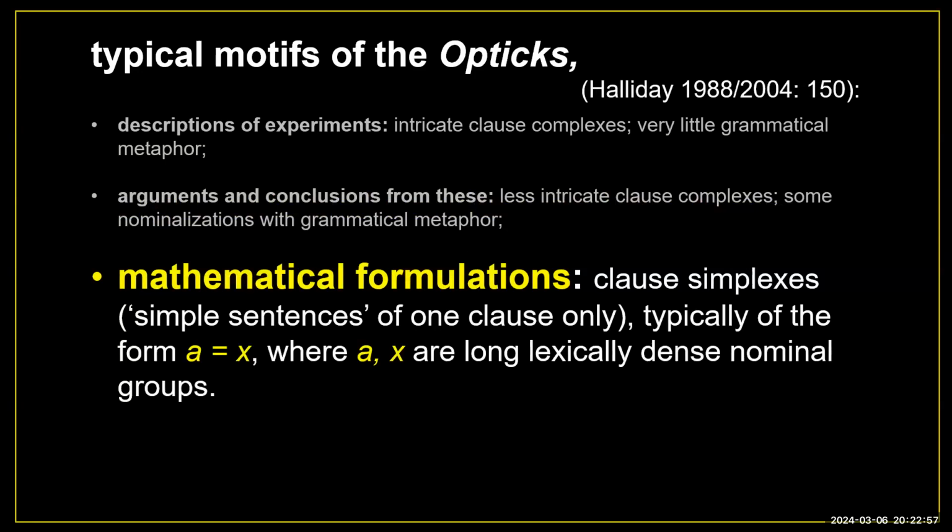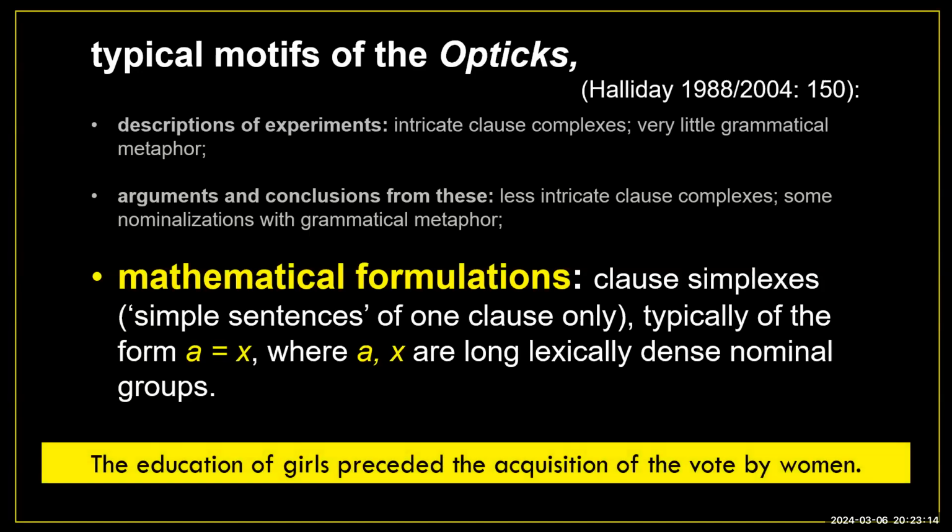Clause simplexes. Now, what is that? It's a way of saying a simple clause. Just a simple clause, one clause only, A equals X, where A and X are lexically dense nominal groups. What does that look like? It looks like this. "The education of girls preceded the acquisition of the vote by women." The education of girls, that's one nominalization, it's the subject. The acquisition of the vote by women, that's X, and what's the equal sign? What joins them? What relates them? What relates them is not a conjunction.